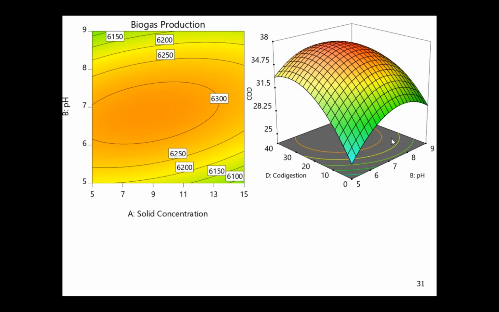So the surface plot. The next plot, we are going to see the surface plot, along with the contour plot. The surface plot is a three-dimensional plot that is drawn between two inputs and an output. The inputs that we have considered are pH and co-digestion, and the output is chemical oxygen demand. So from this we are going to interpret. Okay, the COD should be maximum, so we have obtained a maximization curve.